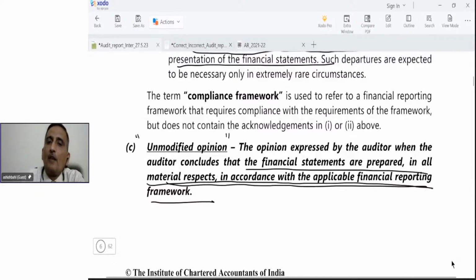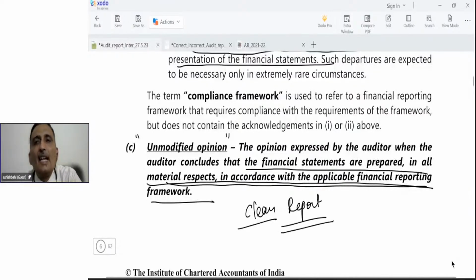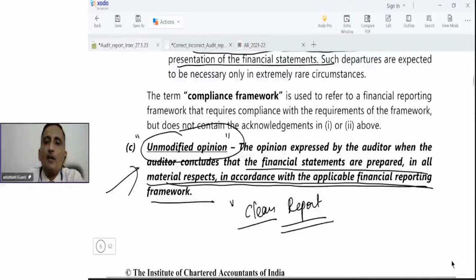जिस opinion को हम कहते हैं unmodified, clean report. So in general language, you can say clean report. That say I have issued a report, I have found nothing wrong, or whatever misstatements I had found, the company had corrected those misstatements, and I ultimately conclude that the financial statements have been prepared in accordance with the applicable financial reporting framework, then I am going to express what kind of opinion? This kind of opinion is called unmodified opinion. In general language, we can also call it as a clean report. Okay. Unqualified opinion. So these kind of things are also used.